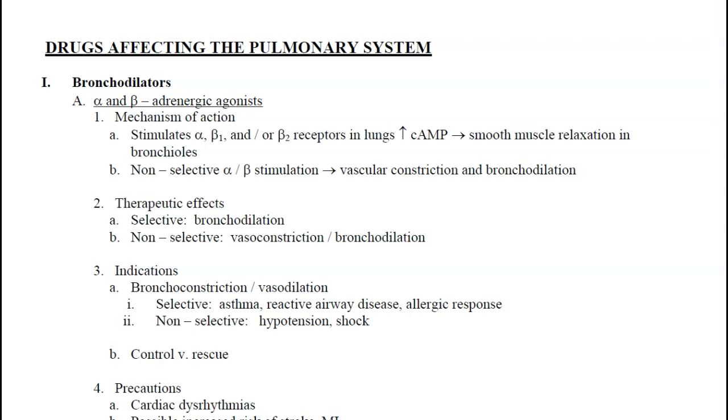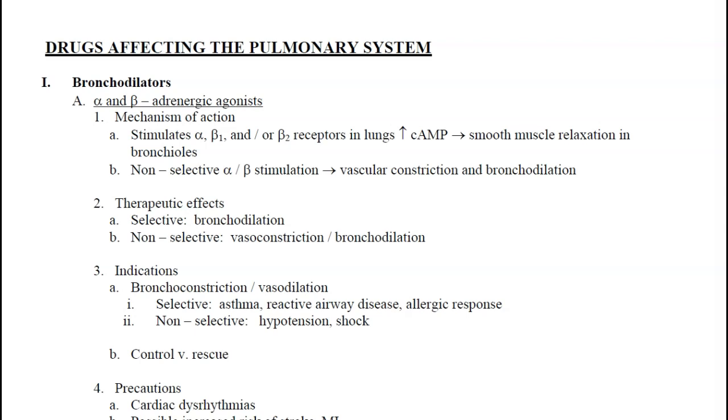Now, when it comes to the non-selective alpha-beta stimulation, there's alpha and beta stimulation, so it's a combination of both. Remember what I told you with the beta: there's cardiovascular involvement and respiratory involvement, so it causes vascular constriction and bronchodilation. Therapeutic effects: what are usually the effects that we want from the selective alpha and beta adrenergic agonists? We want bronchodilation, right?